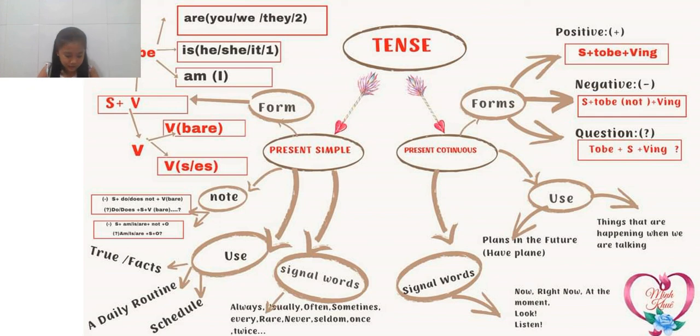We have some signal words like now, right now, at the moment, look, listen, today, and we also have this week or this month or this year, etc. So those are some signal words of present continuous. Let me give you some sentences. He is playing a video game. Yes, that is our present continuous tense. He is playing a video game. It's a sentence used to talk about things that are happening right now. So you see, that is a present continuous tense.